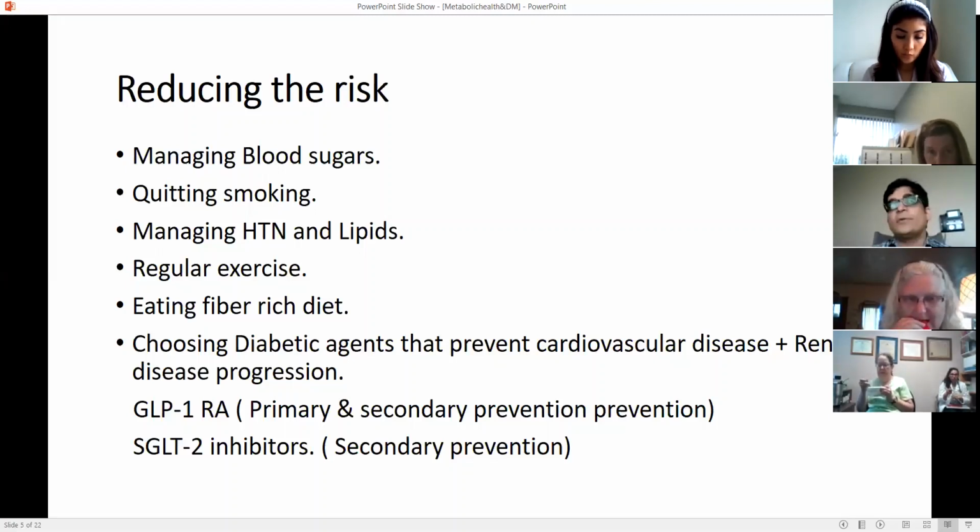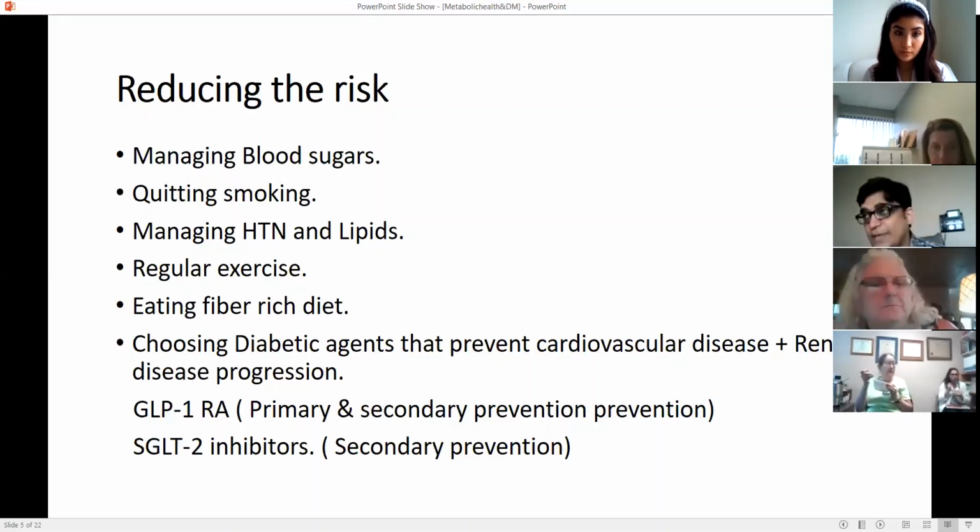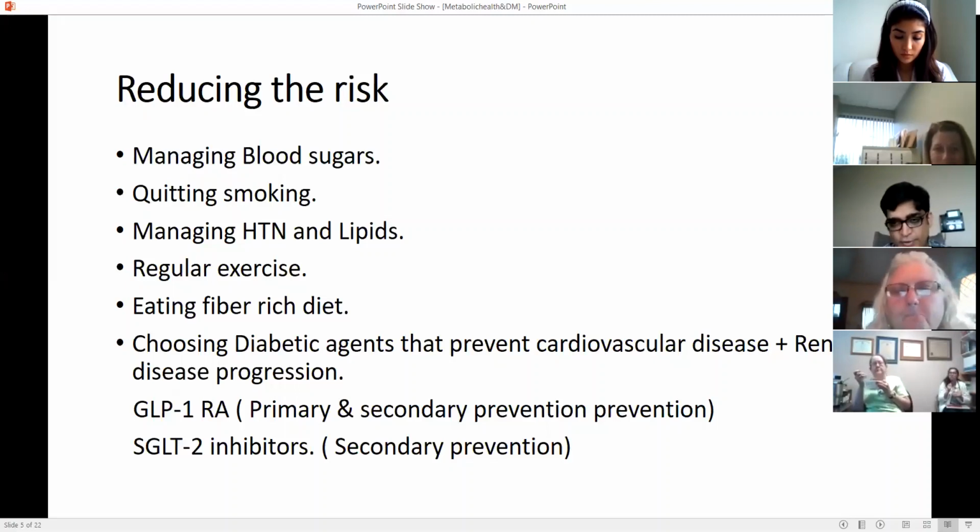Regular exercise. Exercise will help blood pressure, will help weight loss, will help insulin resistance and stiffening of the vessels. A high-fiber diet is another thing: more fiber, basically less carbs and less fat, will help the blood pressure and the blood sugars as well. And then use agents which have established cardiovascular and renal benefits. So this is really important.